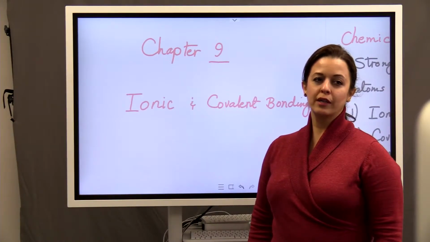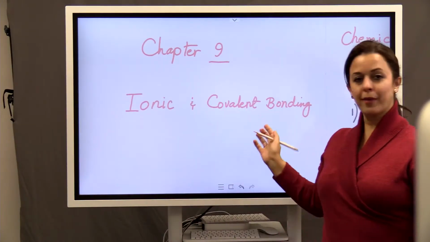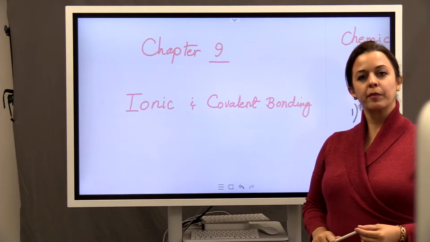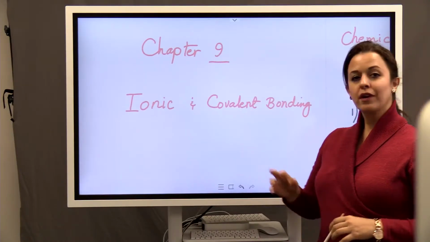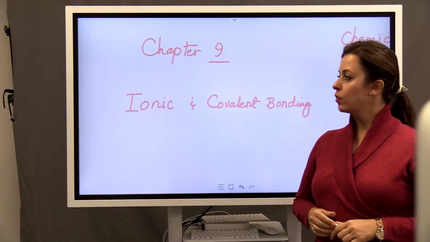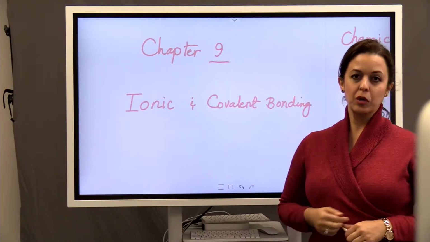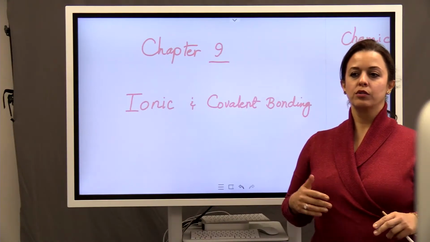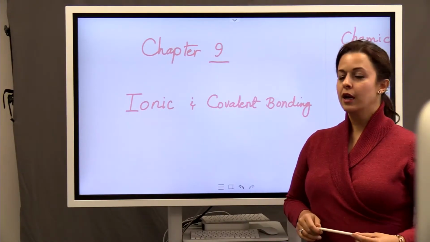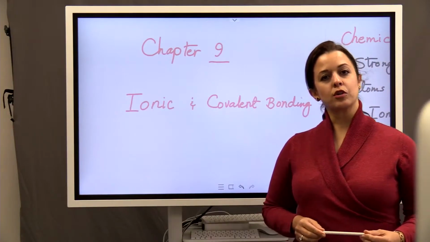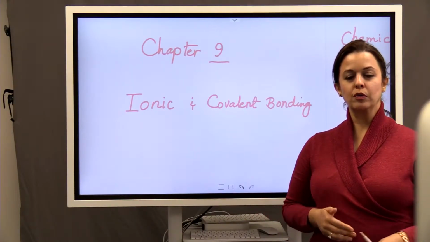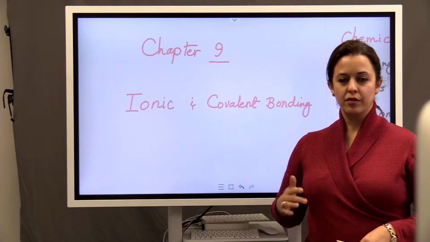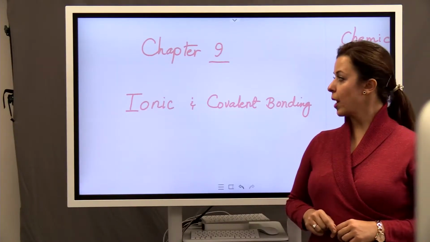Welcome to chapter 9. In this chapter, we're going to talk about ionic and covalent bonding. The first part of this chapter, the first video, I'm going to introduce ionic and covalent bonding and their properties. In the second part, we're going to focus on covalent bonding, and we will start drawing the molecules and the structures, and then the rest of the stuff that comes in this chapter.